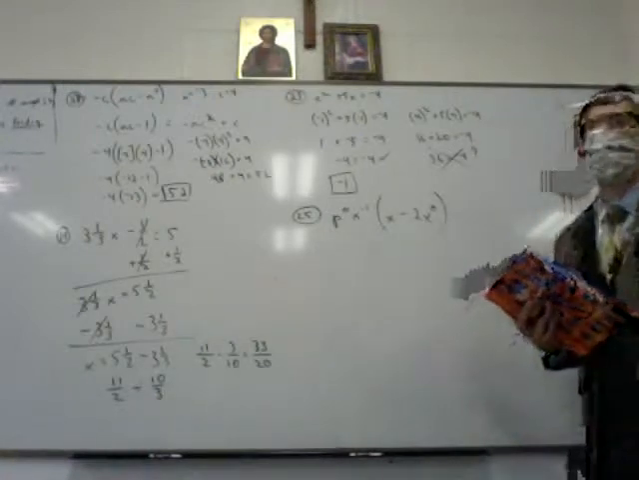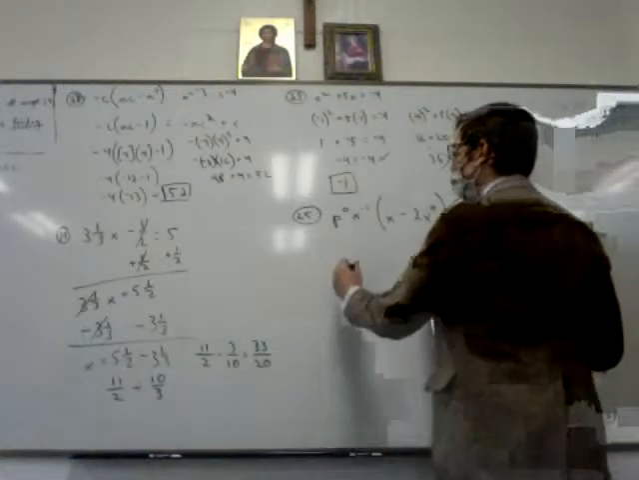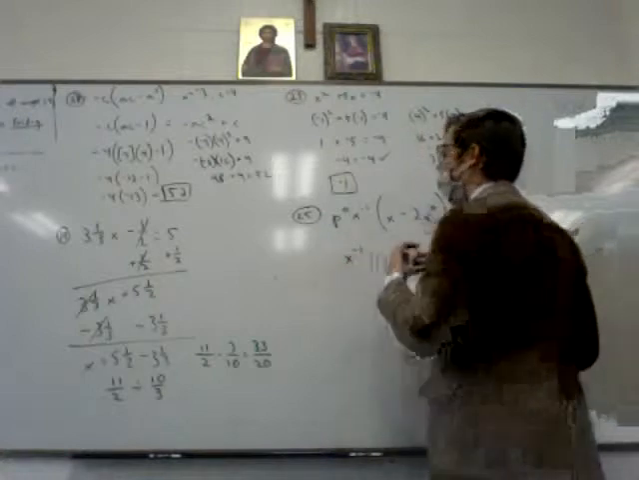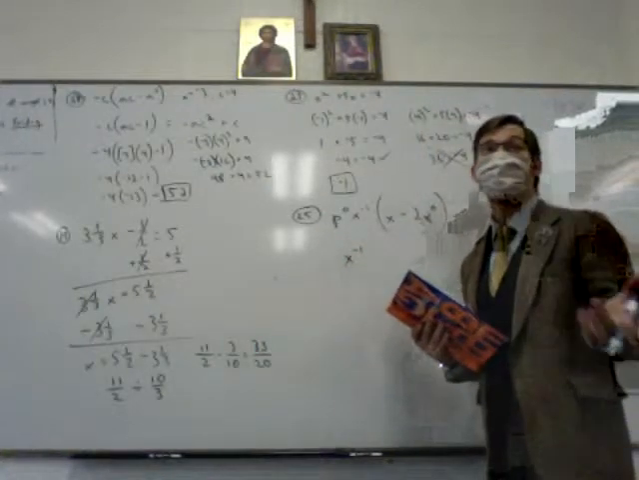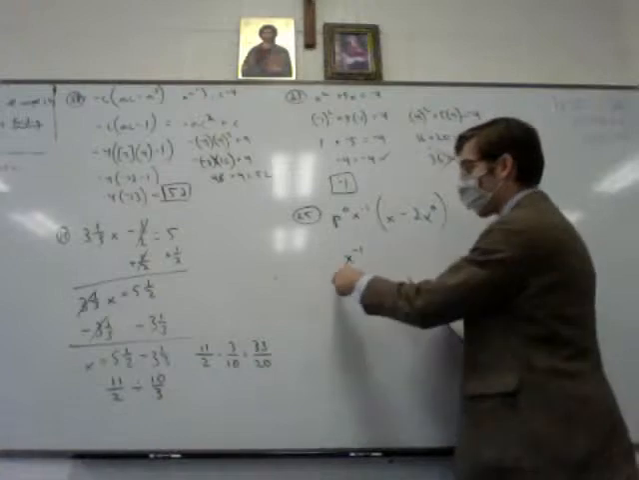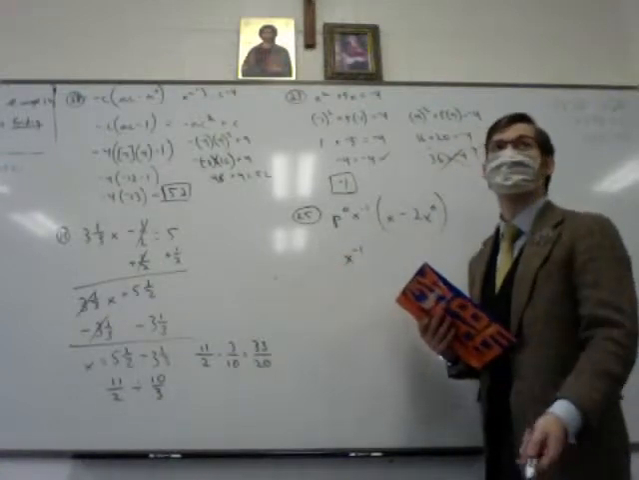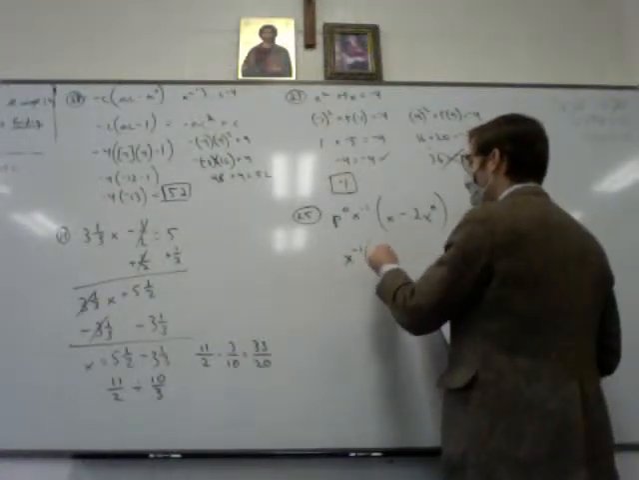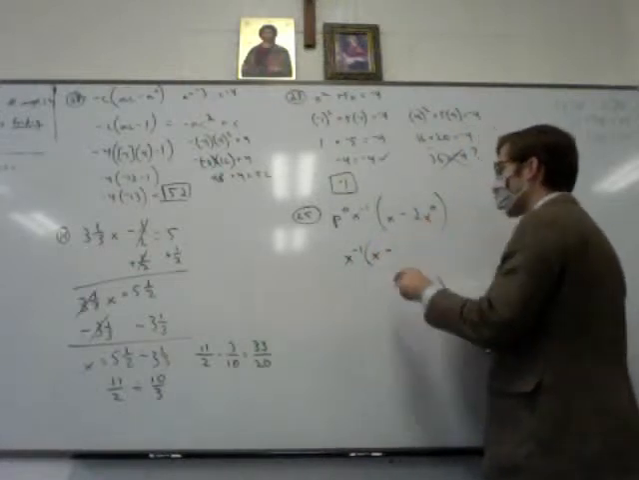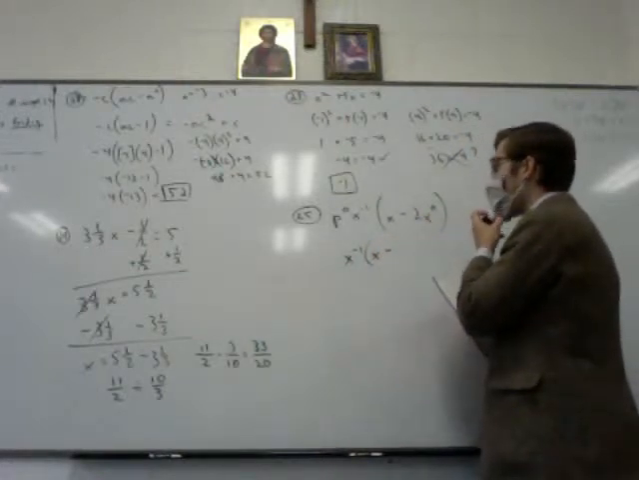We should make our lives easier. P to the 0 is 1. So we can just write x to the negative 1, because that already means 1 times x to the negative 1. If I don't have a coefficient in front, it just means one of them. Okay, and then in here we've got x minus, what's a simple way to write 2x to the 0?